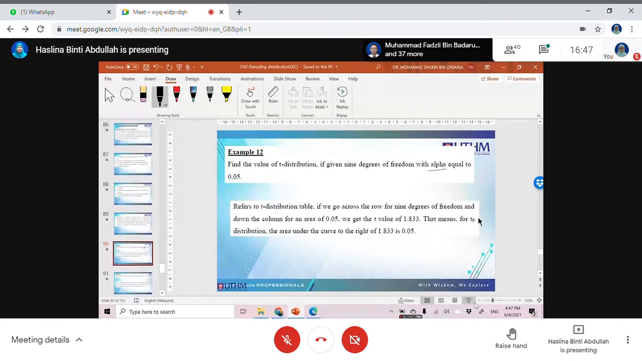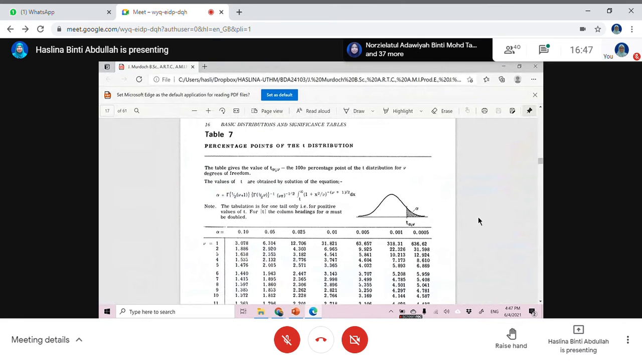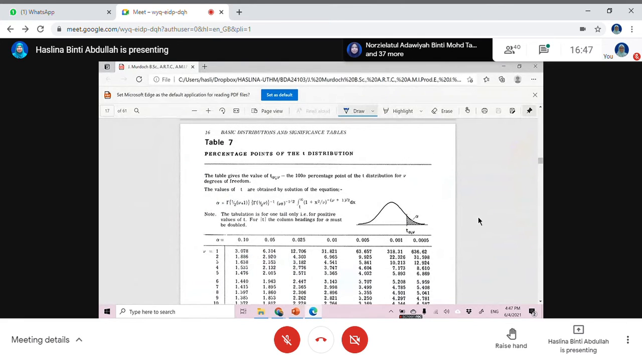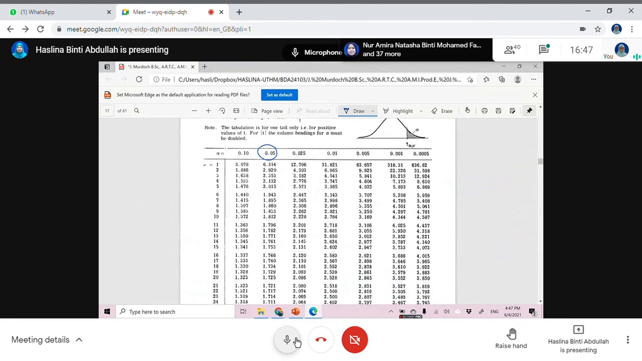Back to the example. Find the value of T distribution if given 9 degrees of freedom. The notation for degrees of freedom is V, so V is equal to 9. Alpha is equal to 0.05. Go to table 7, alpha is equal to 0.05, and find the value of degrees of freedom, 9. So the value of probability is 1.833.